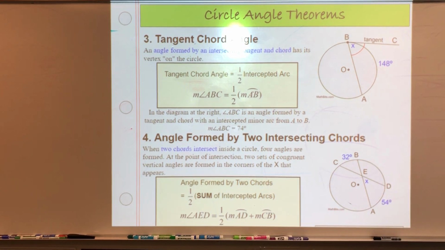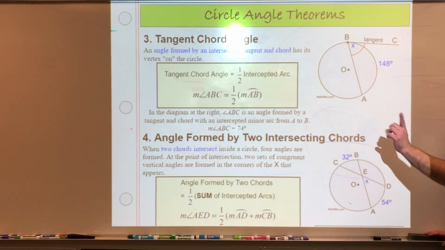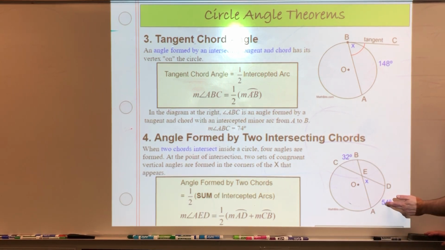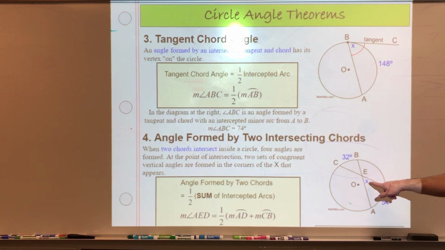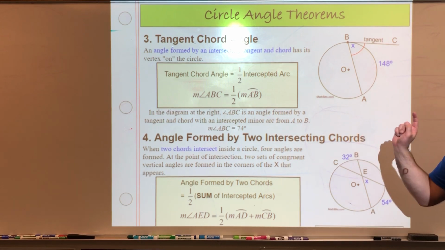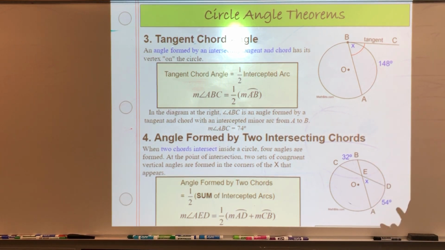Okay. Number 4, angle formed by 2 intersecting chords. Okay, so this one's probably the most challenging of them all. Basically, if you have 2 chords going through any part of the circle and it doesn't go through the center, you're going to add both arcs together and you're going to divide by 2 to get the angle that's formed here. So for example, on this one, 32 plus 54 is 86. Divide that by 2 and you get the intercepting angle. Okay? This is for 2 intersecting chords. Okay? Not secants, chords.